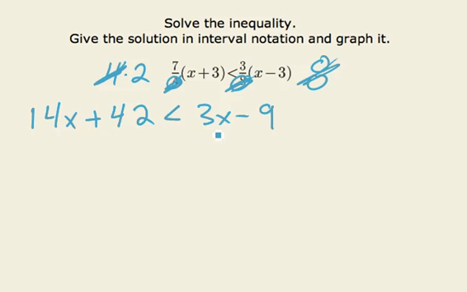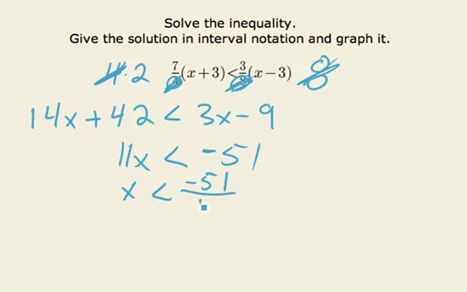Now we can go ahead and put all our x's on, say, the left. So I'll subtract 3x from both sides. 14x minus 3x is 11x. I'll subtract 42 from both sides. Negative 9 minus 42 is negative 51. I divide both sides by positive 11. Again, a positive number. Oops, that's a 51, not a 15. Dividing by that positive number does not change the direction of the inequality. And here are the x values that represent my answer.